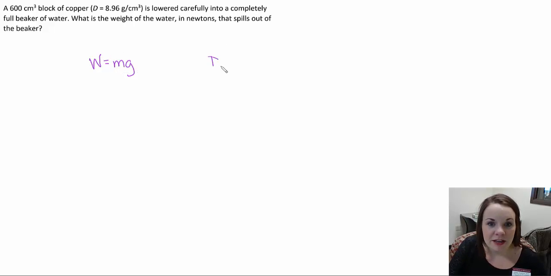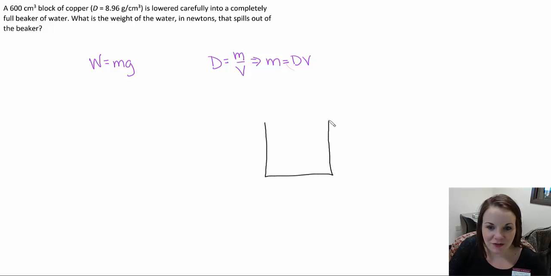So if you remember that density is mass over volume, we can rewrite that as mass is equal to density times volume. So this would be the density specifically of water, and this would be the volume of water that's spilled out. Now I'm going to draw a little picture for us here so we can look a little bit closer at the volume.